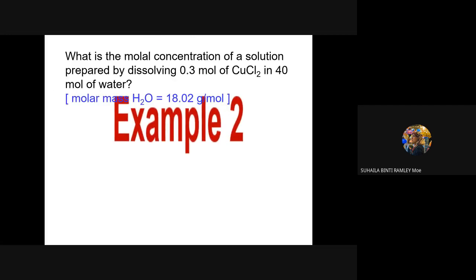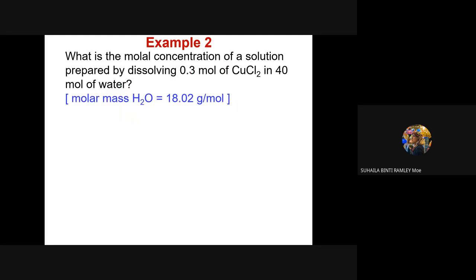Okay, another example for molality. Molality is mole of solute over mass of solvent in kg. The solute is given. By dissolving 0.3 mole of CuCl2, this is what is dissolved, so this is the solute. So given solute 0.3 mole. And for mass of solvent, the solvent is now given in mole.